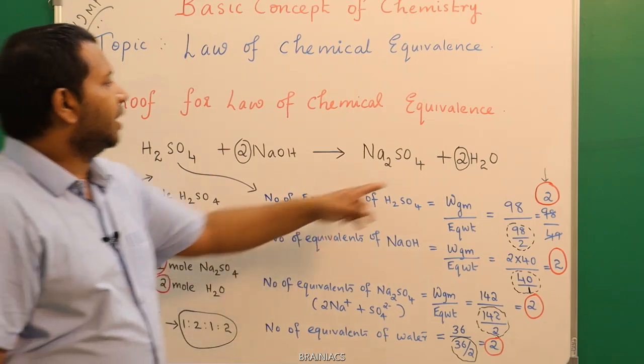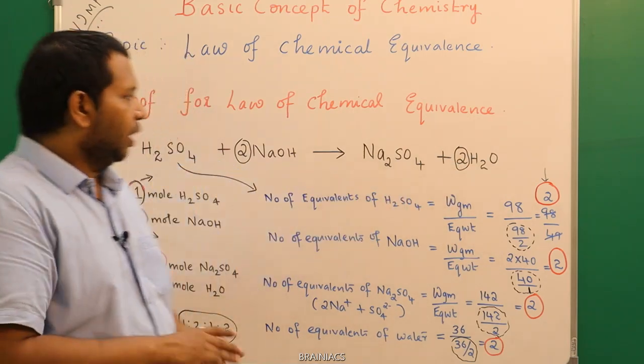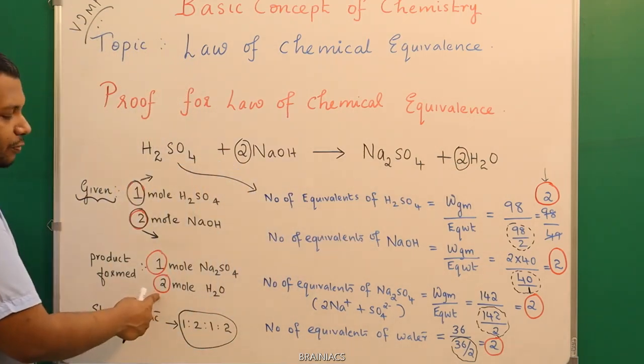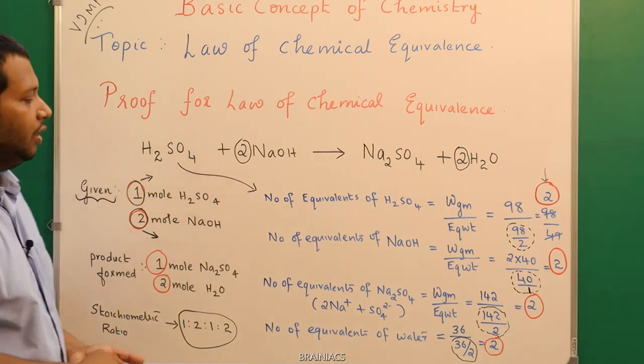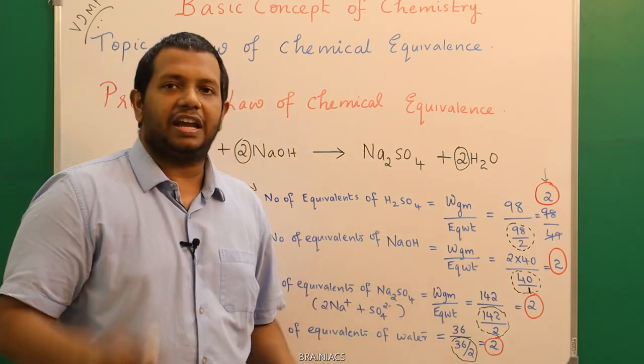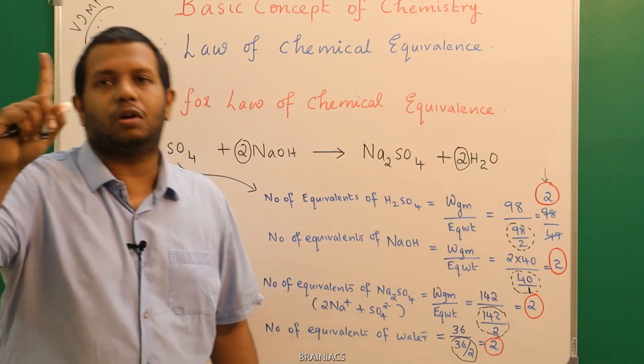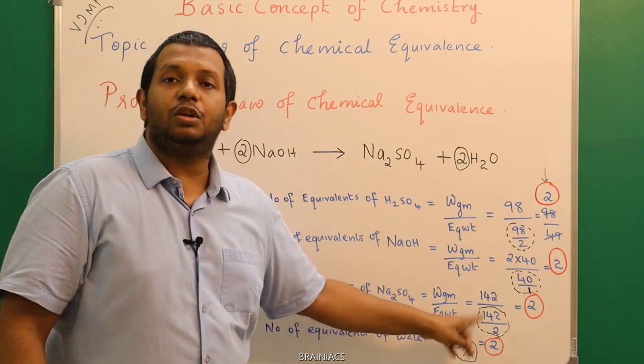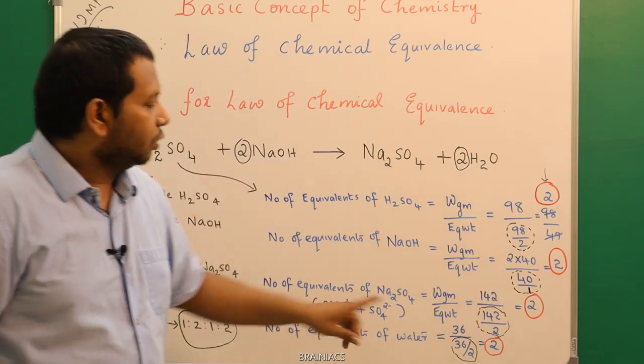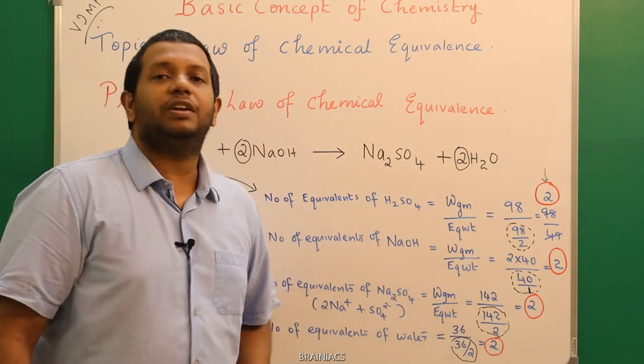Now the last one, the number of equivalents of water. So I know how much amount of water is formed: 2 mole of water is formed. So weight in gram is what? 18 is the molecular weight of 1 mole of water. So 2 mole means 18 into 2, 36. So 36 divided by the equivalent weight of the water.